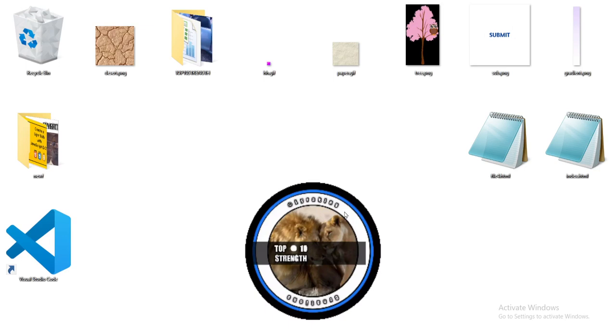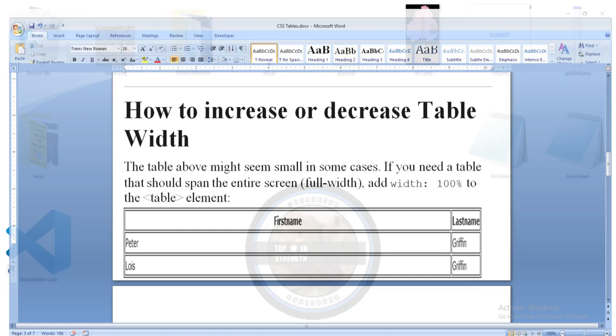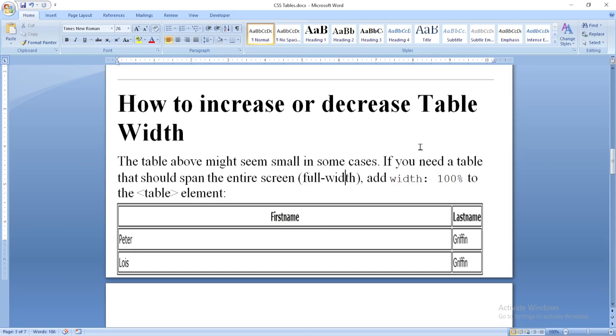Welcome back everyone. Quickly, let's continue our discussion on CSS tables, and right now we'll be discussing how to increase or decrease table width. The table above might seem small in some cases. If you need a table that should span the entire screen at full width, you should just add the width property along with a 100% value to the table element. Then it's going to fill the whole screen.